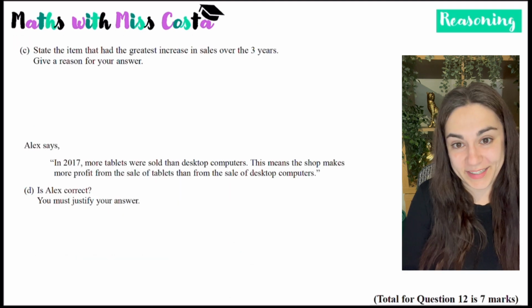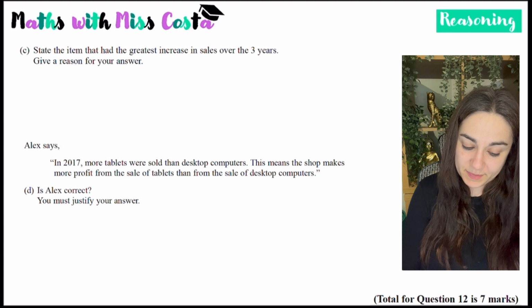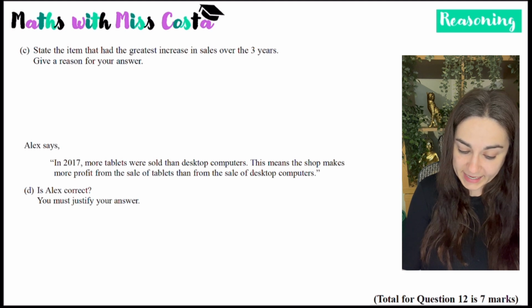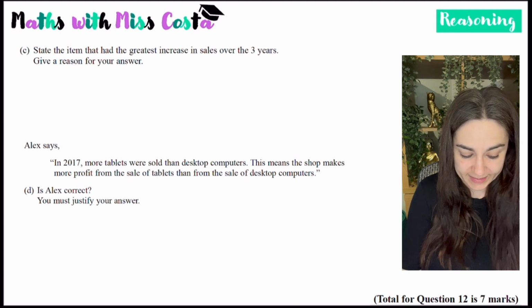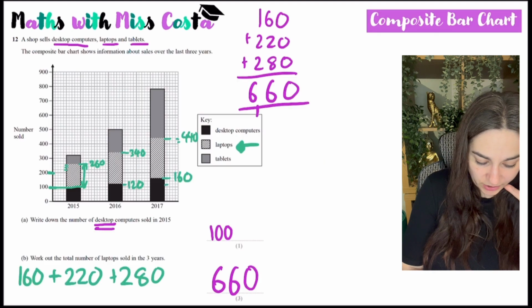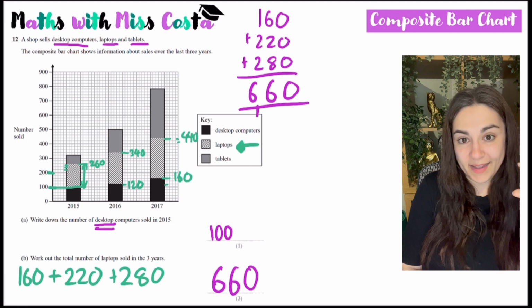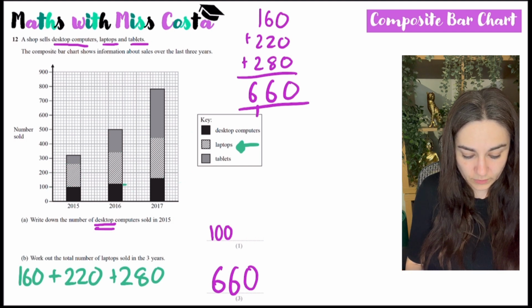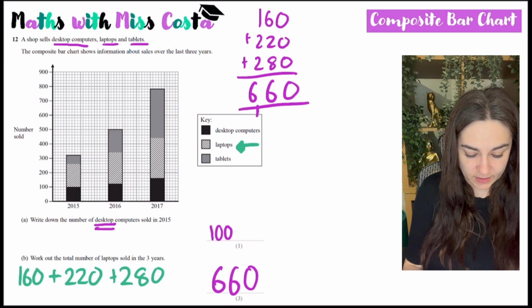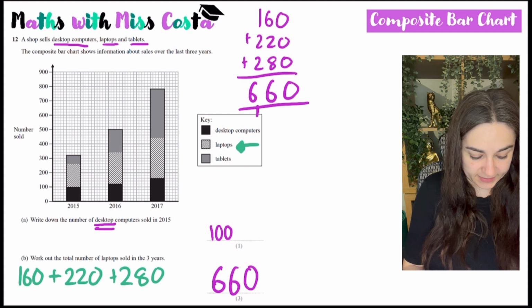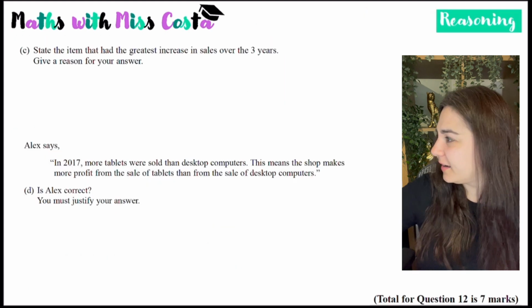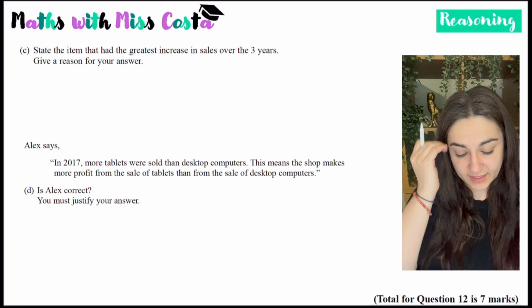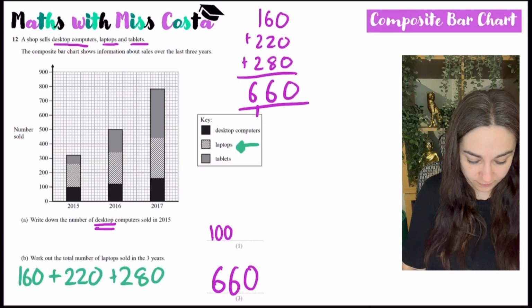Next, another reasoning question. State the item that had the greatest increase in sales over the 3 years and give a reason for your answer. So just by looking at it visually, the one that has increased the most would be the grey, which is the tablets. Now, it's a reasoning question. It's only, I think, worth 2 marks. Well, it's 2 marks, so we're going to need a little bit of working for it.